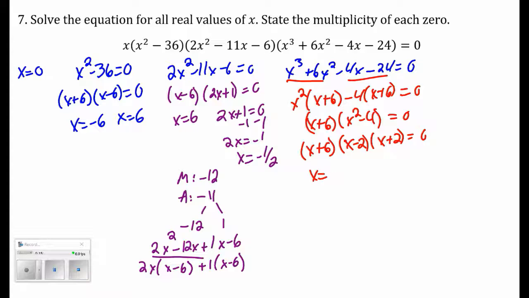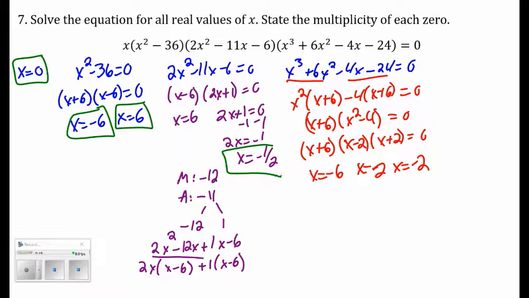So we get x equals negative 6, x equals positive 2, and x equals negative 2 after we use the zero product property. So what are my zeros? My zeros are x equals 0, x equals negative 6, x equals positive 6, x equals negative a half, x equals 2, and x equals negative 2.